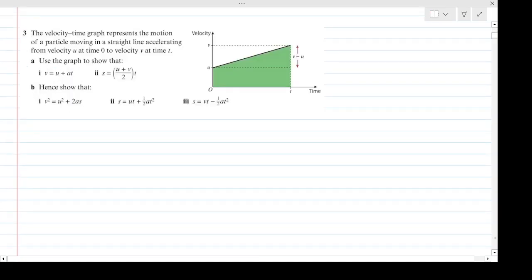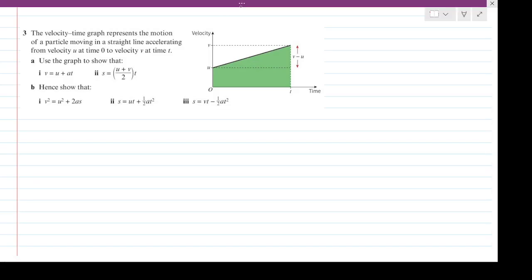So we're given a velocity time graph of something. We're given quite a generic velocity graph, right? We have the initial velocity u, the final velocity v. So again, it starts here at u and then it ends here at v. The change in velocity is going to be v minus u, and it's over time. So this is my change in time, right?